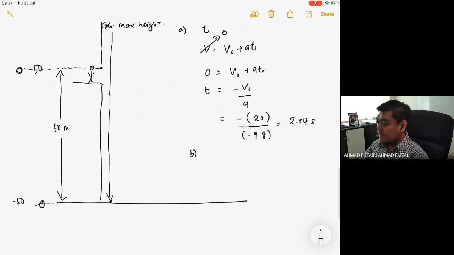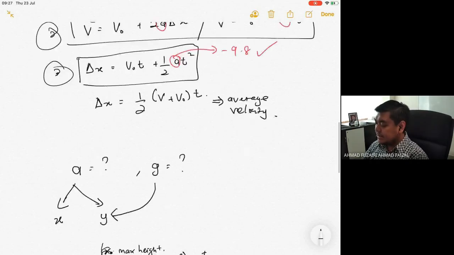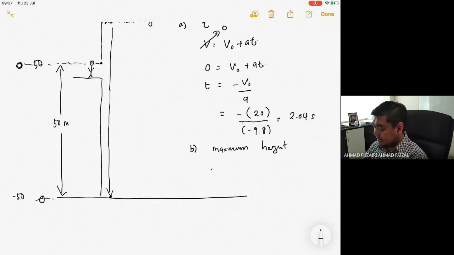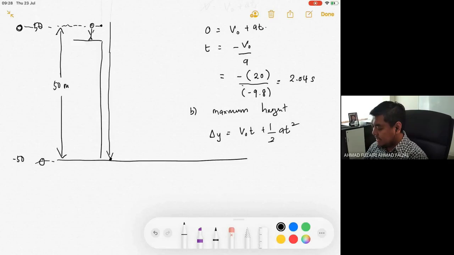So let's say you want to find the maximum height. Okay, apa ni maximum height? Maximum height ialah y. Okay, in this case y. Jadi kita nak pakai yang mana? Okay, so equation ni tadi kita boleh pakai juga ni. Okay, sebab ada time, ada A, ada V0. So maybe kita boleh pakai delta y. Delta y equals to V0 t plus half AT squared. Ada sikit panjang.